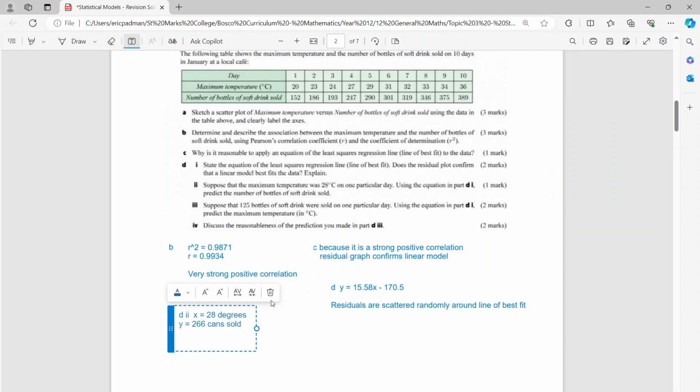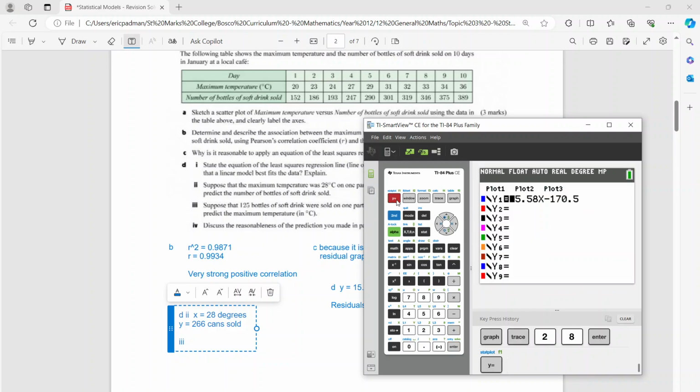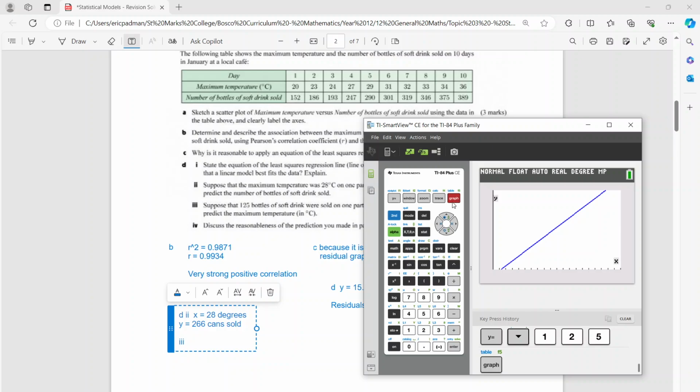All right, part three. Suppose that 125 bottles are sold on a particular day. Use the equation to predict the maximum temperature. Again, you could equate that and let your y equal 125. The way to do that on your calculator is to find an intersection. You set up a second one that goes 125 cans sold. Graph that. We do not see that, because it's down here somewhere.